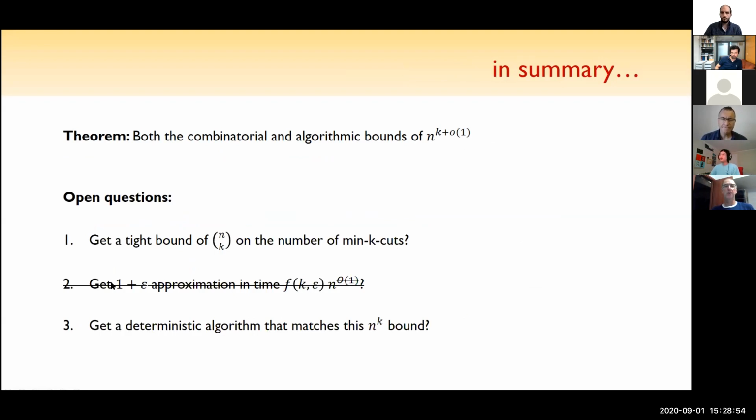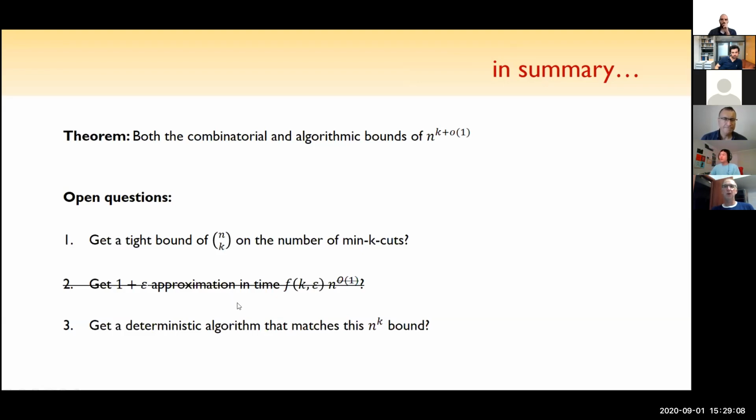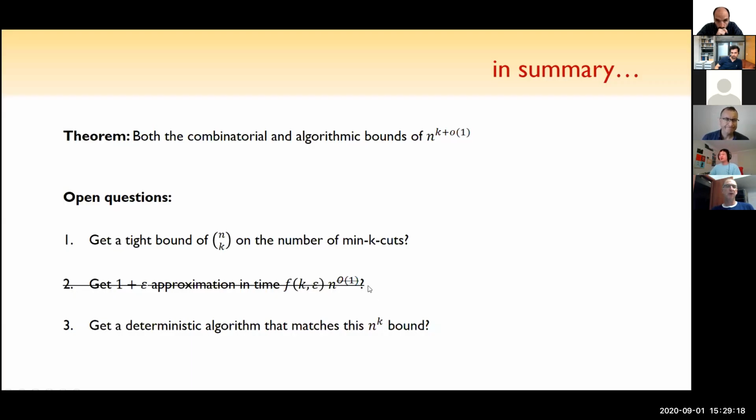So in STOC 2020, in the presentation I asked, what about a 1 plus epsilon approximation in FPT time? Remarkably, this has been solved in 2020. And finally, what about the deterministic algorithm to get the same n to the k bound? So currently the best is n to the 2k. And that concludes my talk.